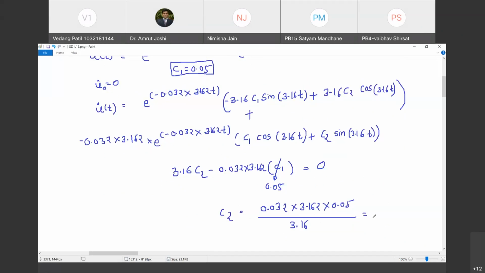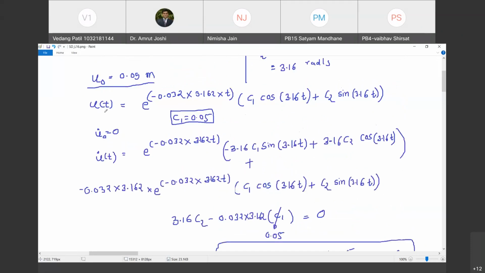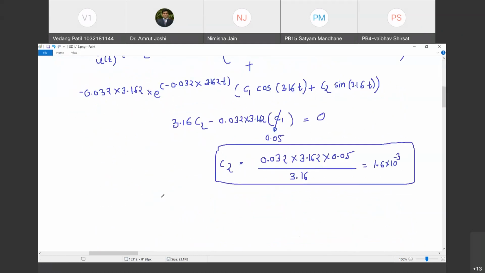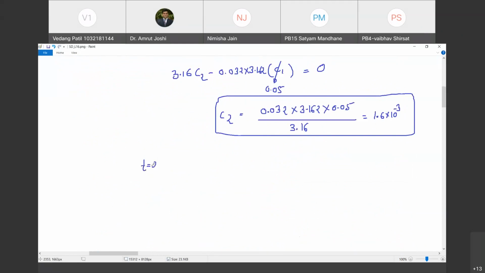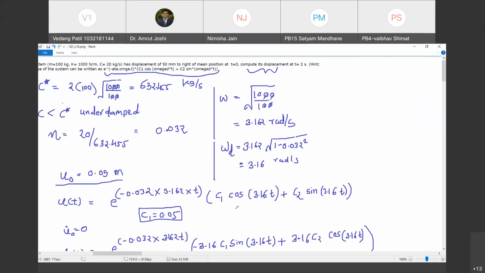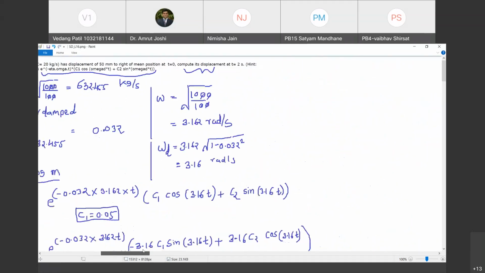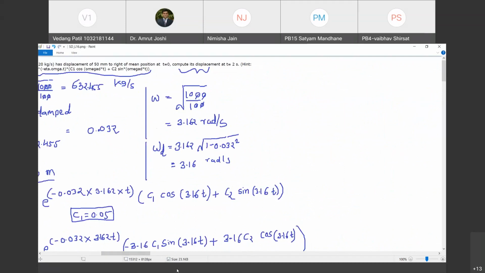1.6 into 10 raised to minus 3. So you have got the value of C2, you have got the value of C1, you have got u of t. Now you have to substitute t equal to 2 seconds and get the answer. That answer will be in meters. I'm not going to solve that because that is the calculation part. So this was the first question, which was of medium difficulty level.